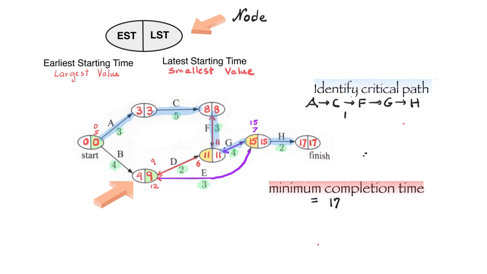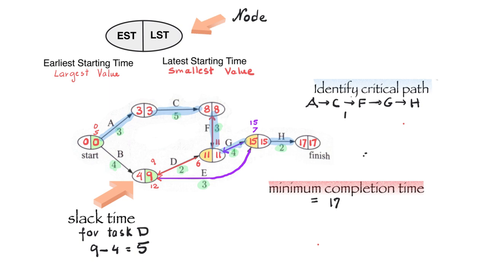Now you need to note that one of those nodes had a different earliest starting time and a different latest starting time. What does that mean? This means that task D can be delayed by 5 minutes. It does not need to start at 4. It can start at 9. And this is called slack time. So slack time for task D is 9, take away 4, which is 5.